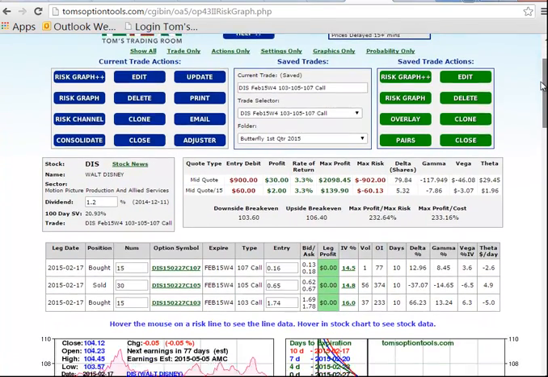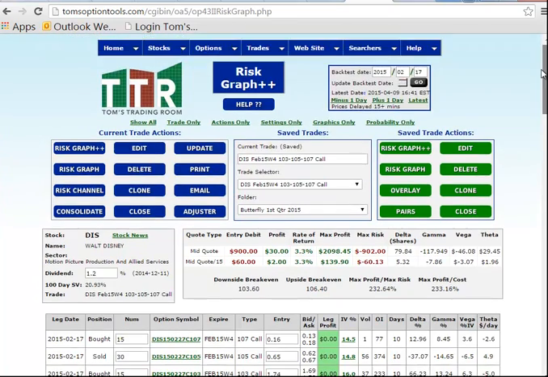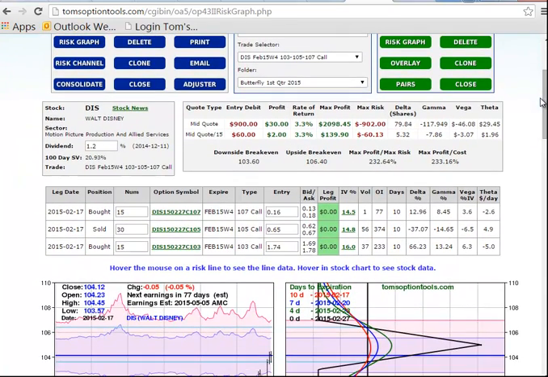Then seeing that if I use my mid quote pricing, I've position sized this to be less than $1,000. So I was able to do 15 contracts. The real focus here is how to read the risk graph. That's what I really want to focus in on.